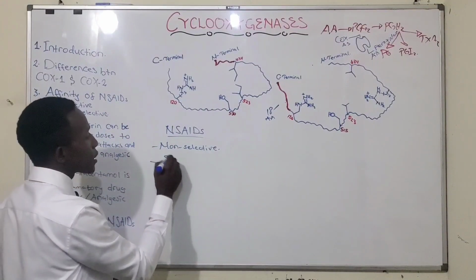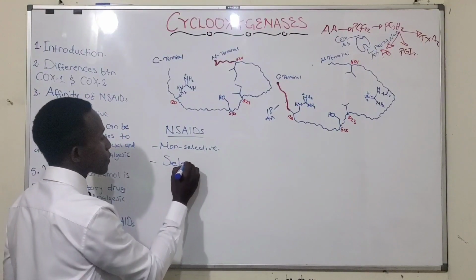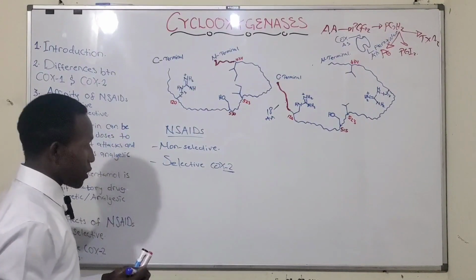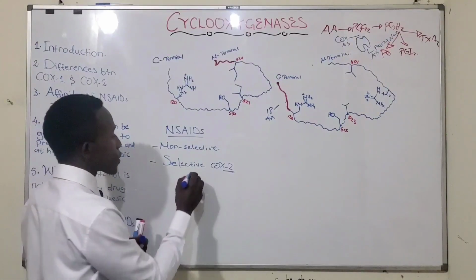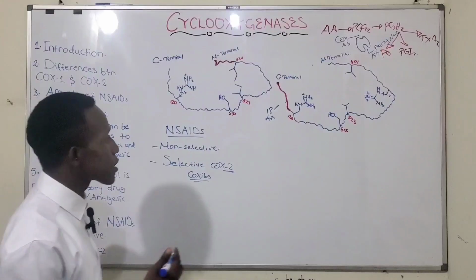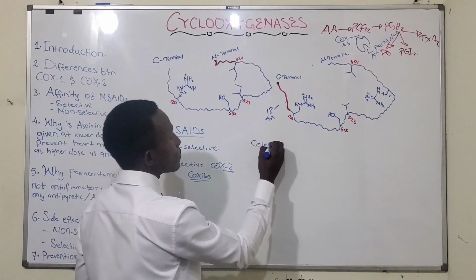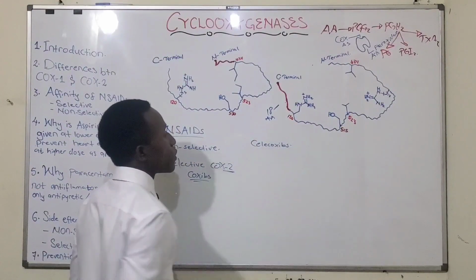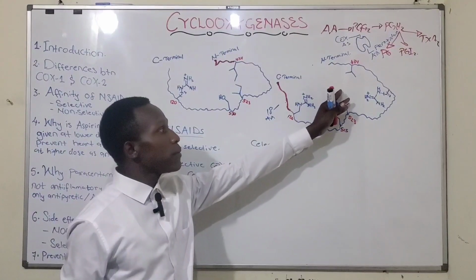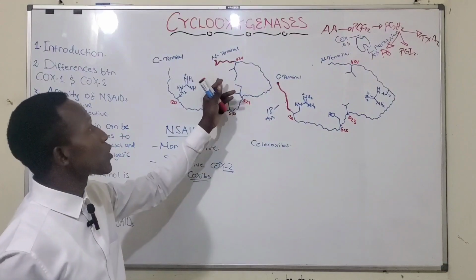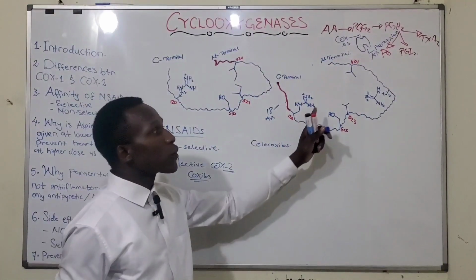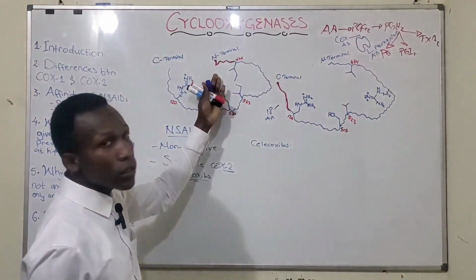And we also have the selective COX2 inhibitors. These ones are called the COXIBs. Let's take one example, celecoxib. When you look at the structures of these drugs, they can fit in the COX2 enzyme, but they cannot fit in COX1. So they have an extra part which can only fit in COX2, but not in COX1.